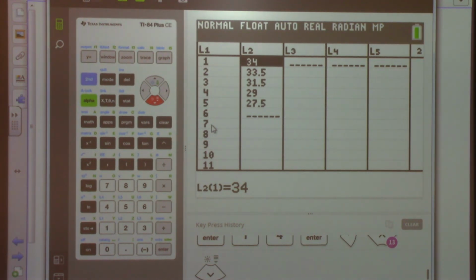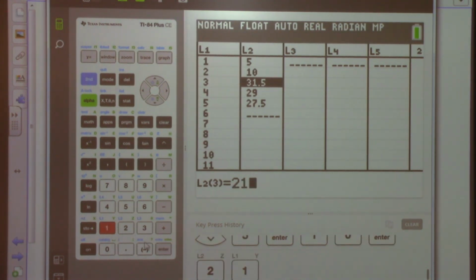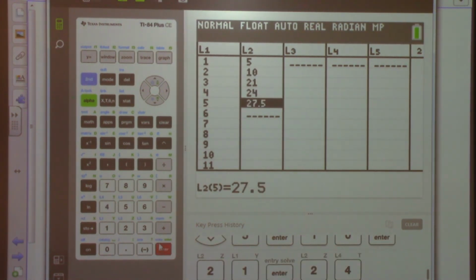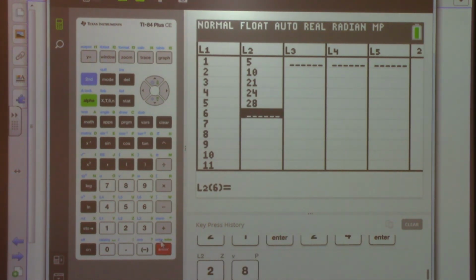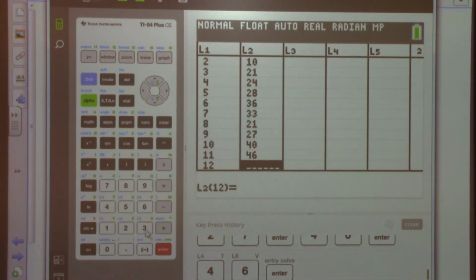At 5, 10, right? 5, 10, 21, 21, 24, 24, 28, 28, 36, 36, 33, 33, 21, 21, 27, 27, 40, 40, 46, 50, 50, 31, 38.